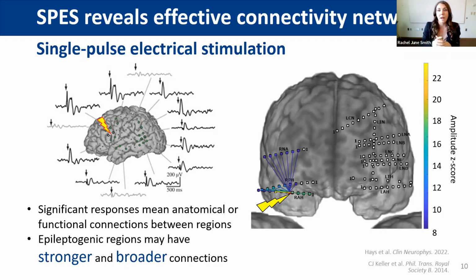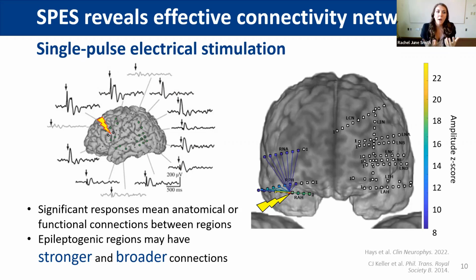From those responses, you can statistically look for a high amplitude response, typically by some z-score relative to a pre-stimulus baseline distribution. If you see a significant response, you can say that there's an anatomical or functional connection between the region that you stimulated and the region that you're measuring from. On the right, you can see an example from one of the grad students that I work with. He's showing what happens when you stimulate at one electrode, and he draws lines showing the connection strength between different regions by looking at the z-score of the amplitude of the response.